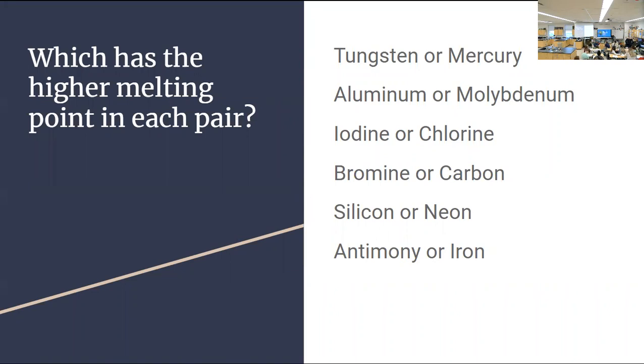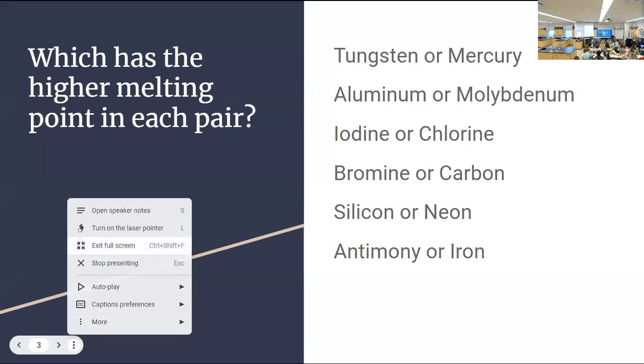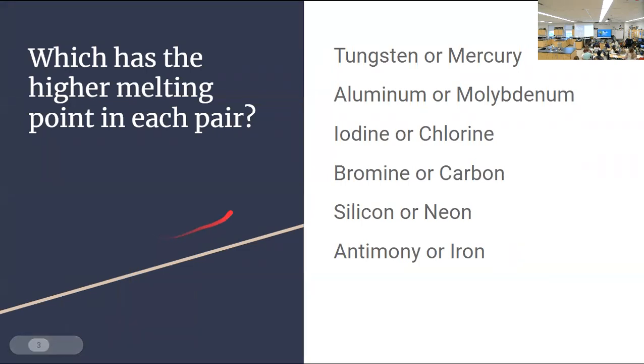Are you done with this? Okay. So let's go through this pair really quick. I'm going to grab a seat because I don't feel like walking all over the place today. Between tungsten and mercury, which one had the higher melting point? Tungsten. Okay, why? It's closest to the center of the periodic table. What's another way that we can look at it if we didn't know what the trend was?